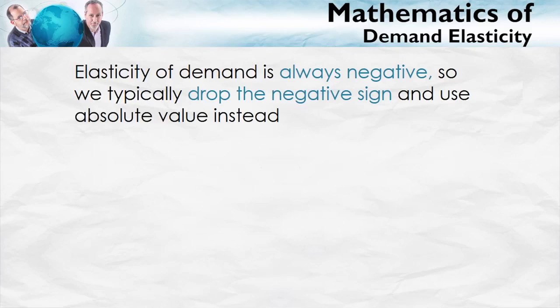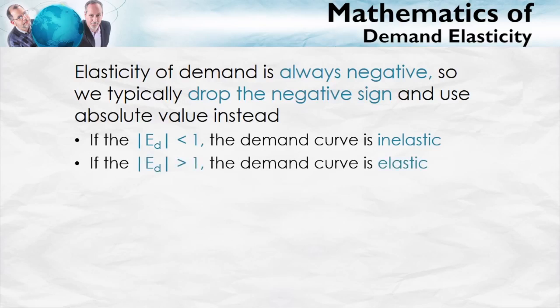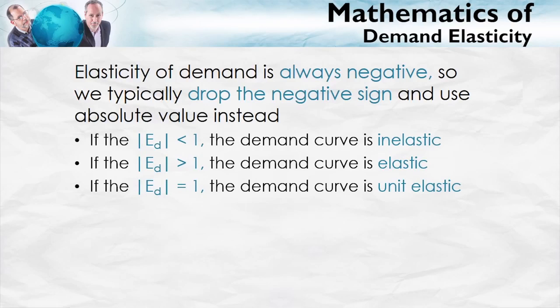Here's some more important notation. If the absolute value of the elasticity of demand is less than 1, just like the example we just gave for oil, we say that the demand curve is inelastic. Elasticity of demand less than 1, the demand curve is inelastic. If the elasticity of demand is greater than 1, we say the demand curve is elastic. And if elasticity of demand is equal to 1, that is the knife-edge case, then the demand curve is unit elastic. These terms are going to come back, so just keep them in mind. Inelastic, less than 1, elastic, greater than 1.